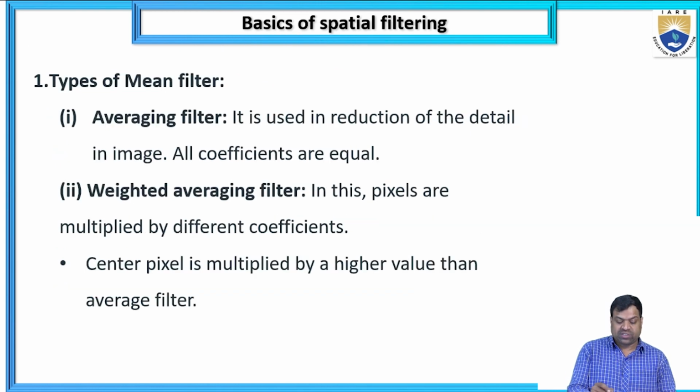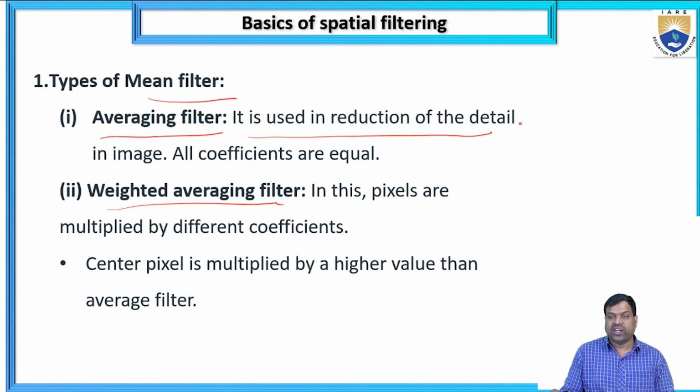Types of mean filters: averaging filter and weighted averaging filter. These are under mean filters. The first one is an averaging filter. It is used in reduction of the detail in an image, and all coefficients are equal.